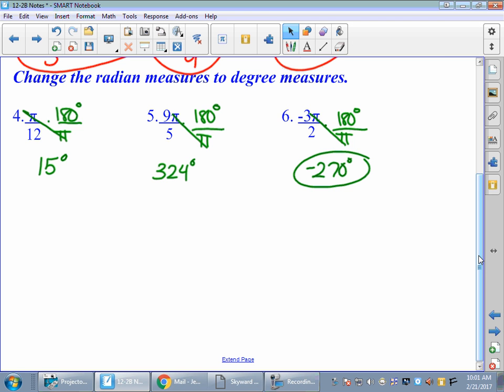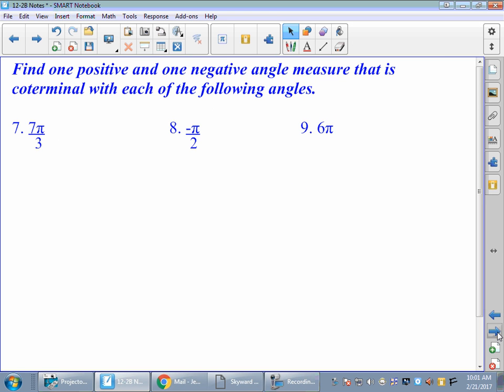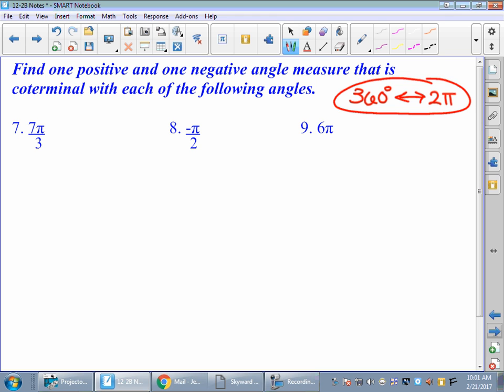So that's the first part. The second part is we're going to do coterminal again, but we did coterminal where we added or subtracted 360. One thing you have to keep in mind is that 360 degrees is one time around inside the circle, and 2 pi is one time around the circumference on the outside of the circle. So those two numbers you have to memorize are the same thing. One time around is 360 degrees, one time around is 2 pi.